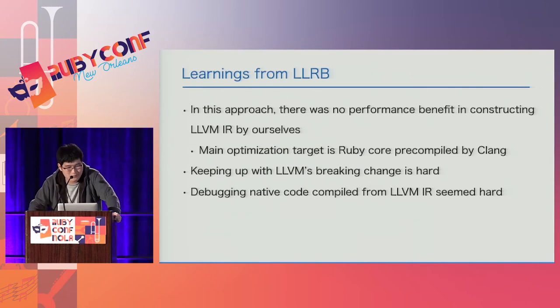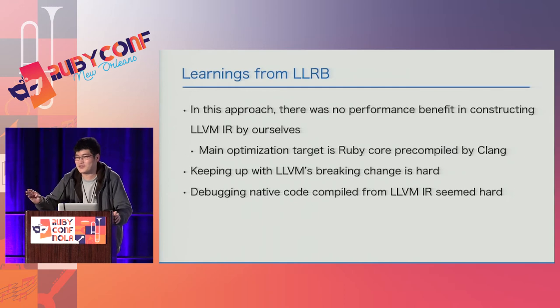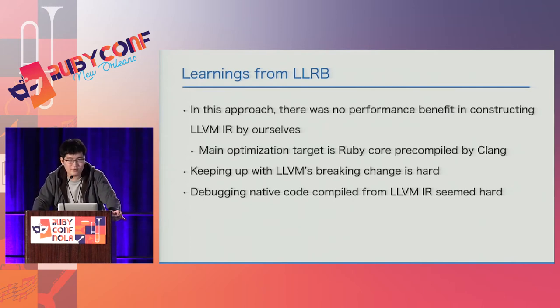But the learning from LLRB is that LLVM is hard to develop with. Also, LLRB works with LLVM 4.0, but it does not work with LLVM 5.0, so it's very breaking. Debugging is very important to maintain a program for a long time. But LLVM IR is, of course, not the C language. So when we do debugging with GDB, we can't see C code for native code because it's in LLVM IR. So it will be harder to debug.